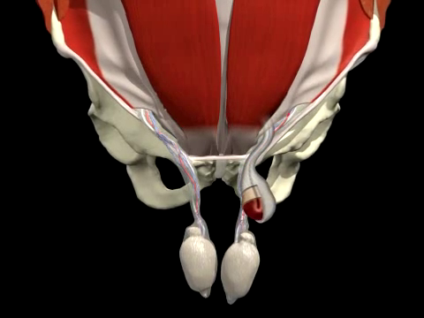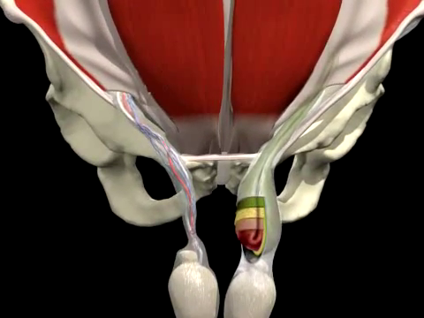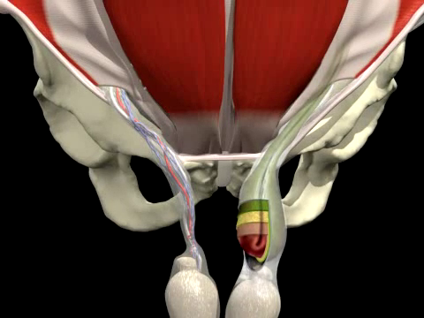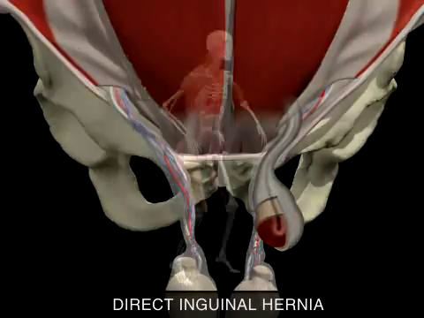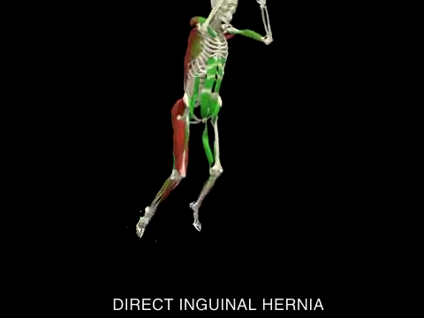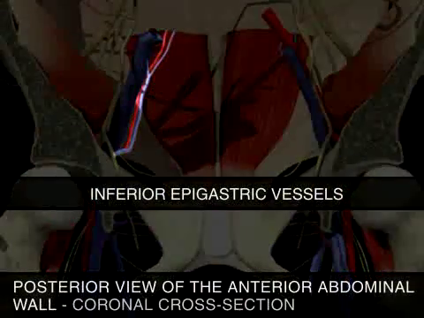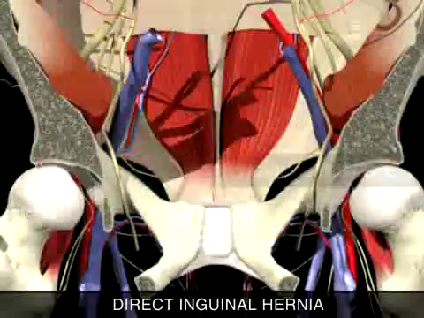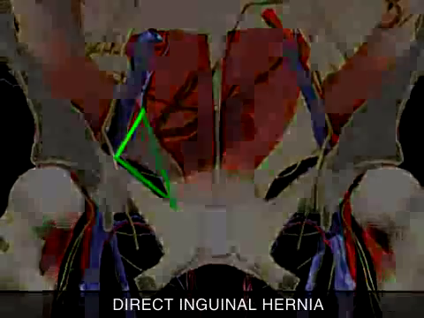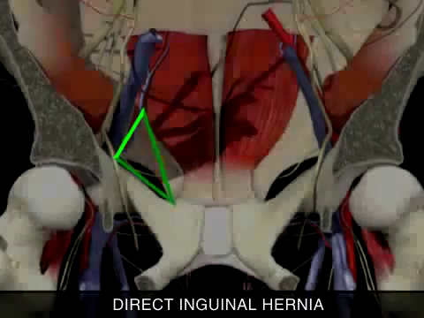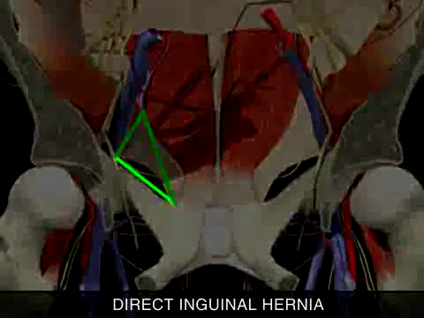There are two types of inguinal hernias, direct and indirect. More than 2/3 are indirect. Direct inguinal hernias are acquired, often resulting from excessive intra-abdominal pressures while straining. They pass medial to the inferior epigastric vessels through the inguinal triangle, a relatively weak region between the inferior epigastric vessels, rectus abdominis, and the inguinal ligament.